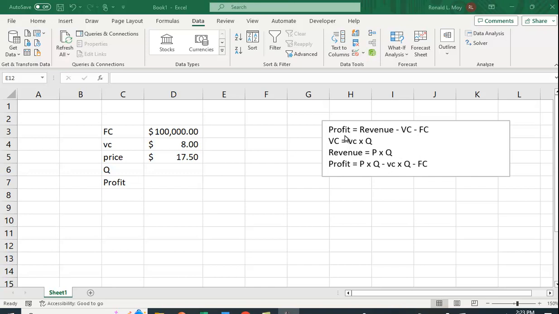So the profit is going to be equal to the revenue minus the total variable cost minus the fixed cost. And the total variable cost is going to be equal to the variable cost per unit times the number of units we sell. The revenue is going to be equal to the price times the number of units we sell. And substituting these two into this equation, we get the profit equals P times Q minus the variable cost per unit times Q minus fixed cost.